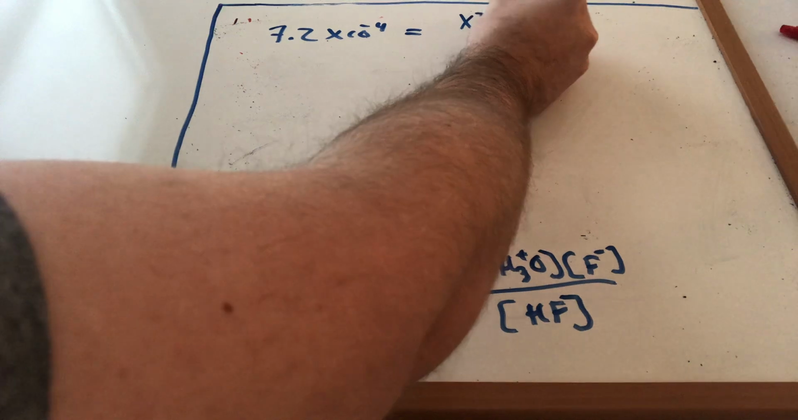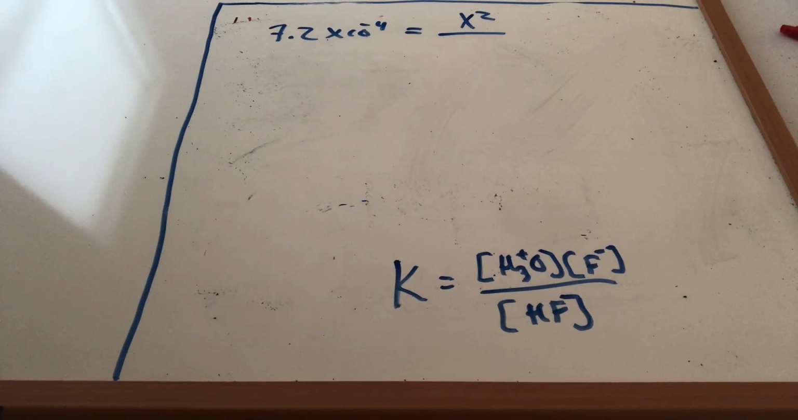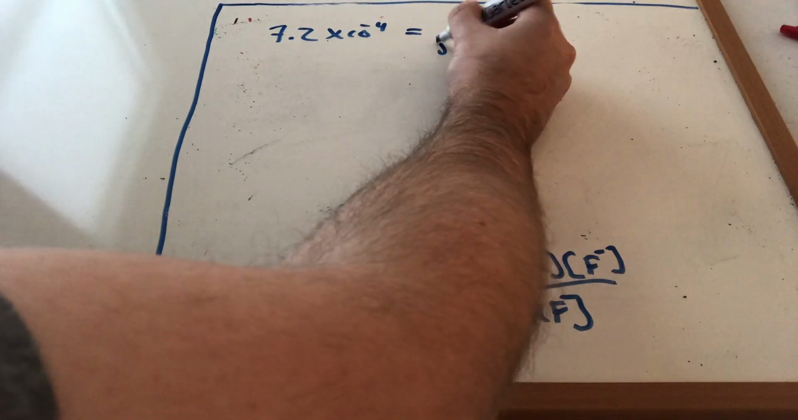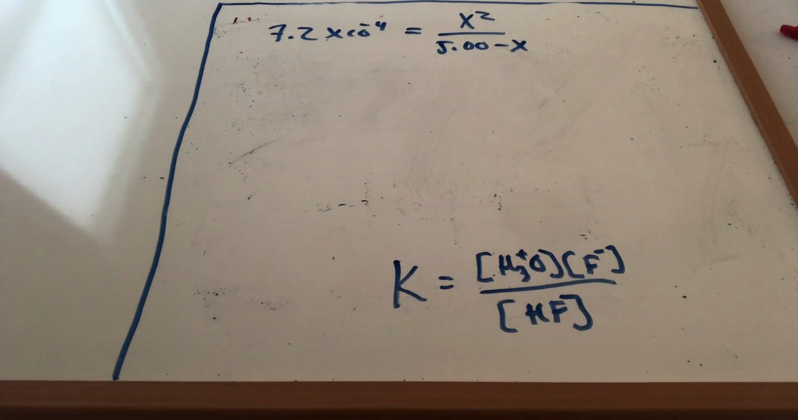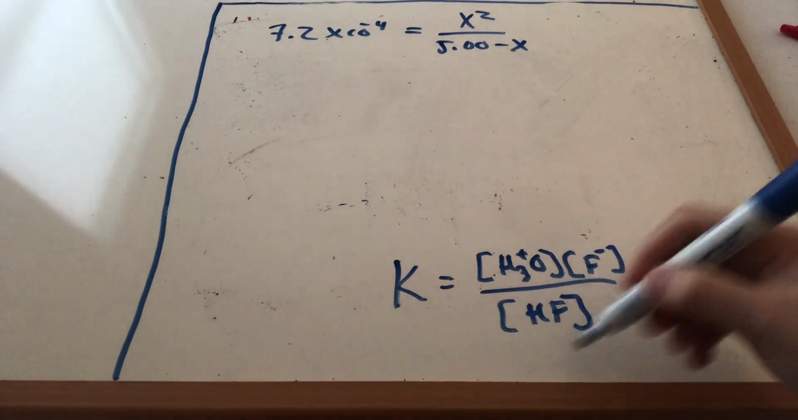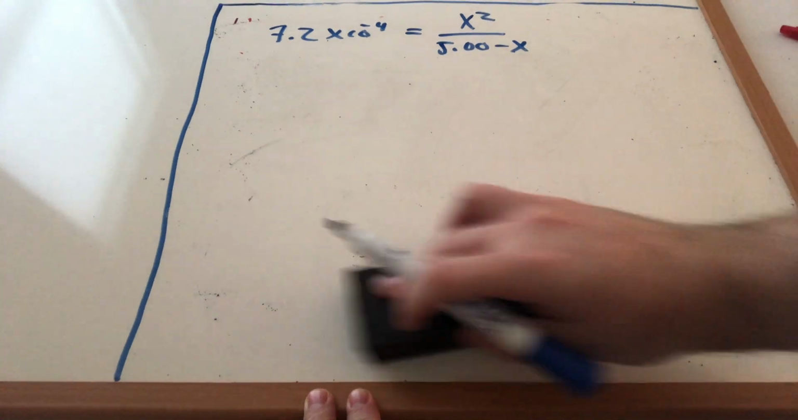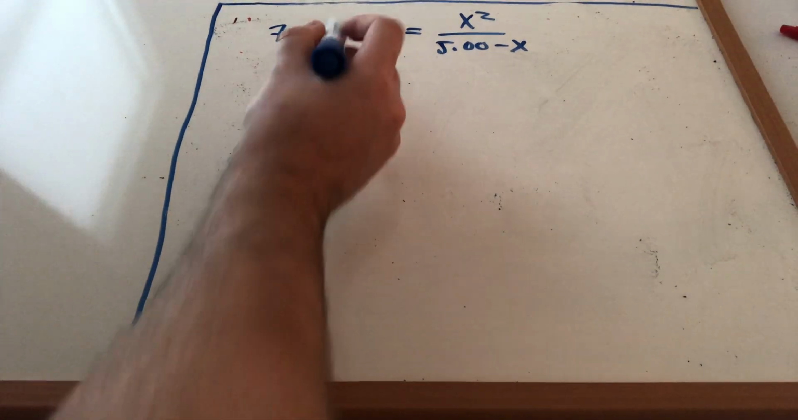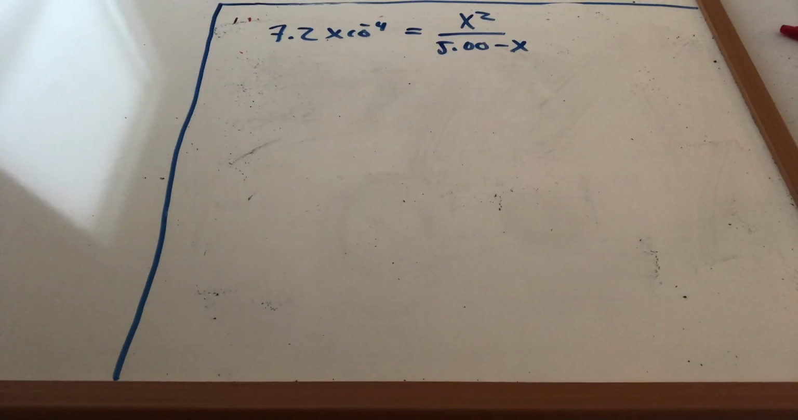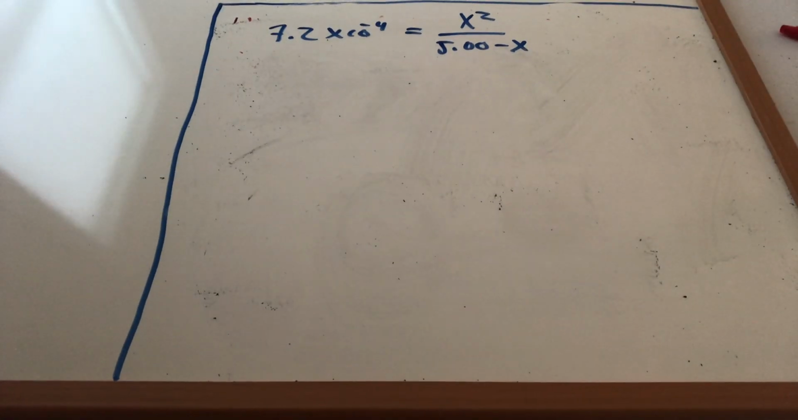Each of those is an X, so I'm going to have an X squared. In the bottom from my ice table, my HF was 5.00 minus X, right? That equilibrium information from our ice table. Remember, to populate K, you take equilibrium information, was 5.00 minus X. All right? K is small, so the reactant side is favored. I'm moving towards the product side. I'm moving in the unfavored direction, right?